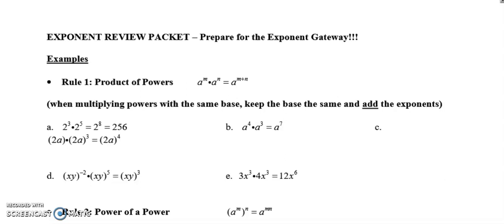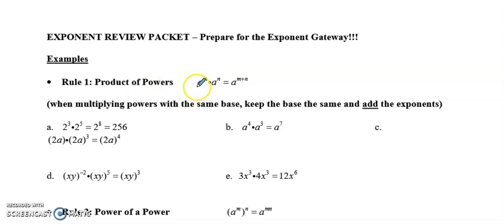All right, I just wanted to take a minute and go over your exponent rules just to make sure that you have an understanding of this before you take your quiz on it. All right, so a couple things. I'm just going to go through each of the rules, and if you have any questions, please feel free to reach out. All right, the first one is called the product of the powers.